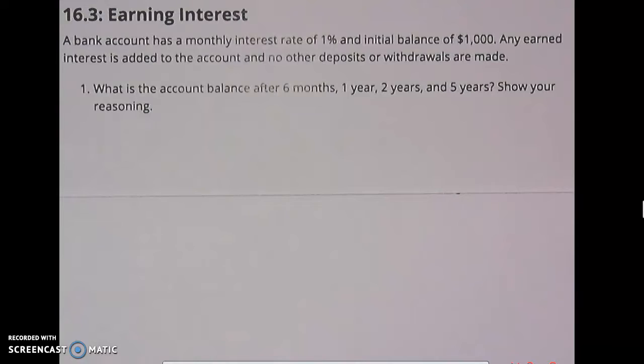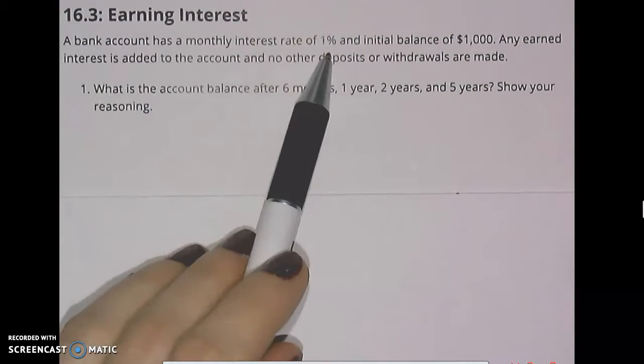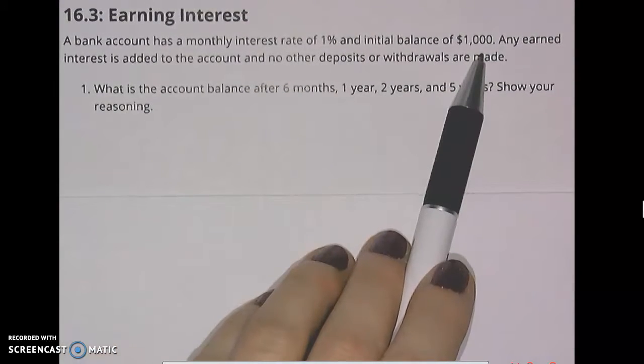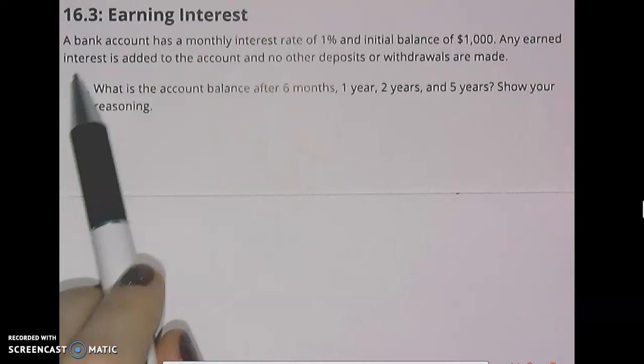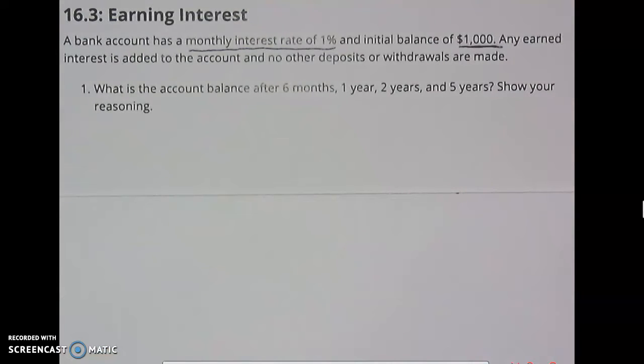And so a bank account has a monthly interest rate of 1% and an initial balance of $1,000. Any earned interest is added to the account and no other deposits or withdrawals are made. So with this, you're putting money into an account. We're putting $1,000 into this account, and it has a monthly interest rate of 1%. So that means that every month the bank is going to calculate 1% of your balance and give you that money into your account.